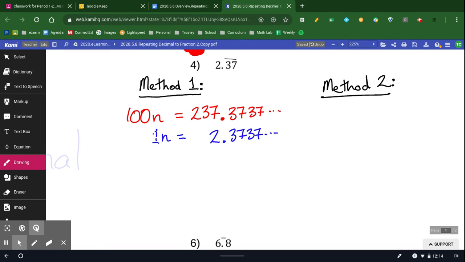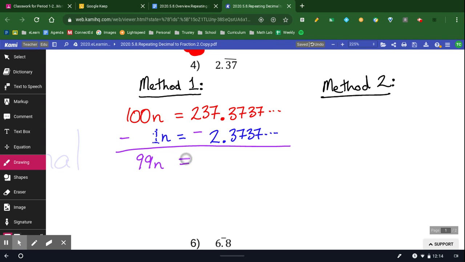Now let's go ahead and subtract and see why we did that. Does that help us out? Naturally, on the left, if you have 100 n's and you take away 1 n, you're going to have 99 n's. Now we have to be fair to the right side to keep the equation fair, balanced, and equal. So here we have 237, take away 2.